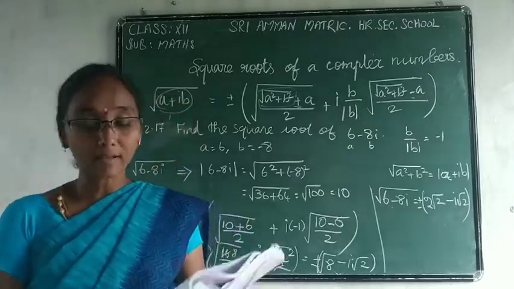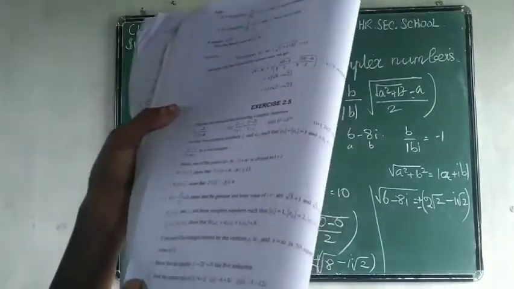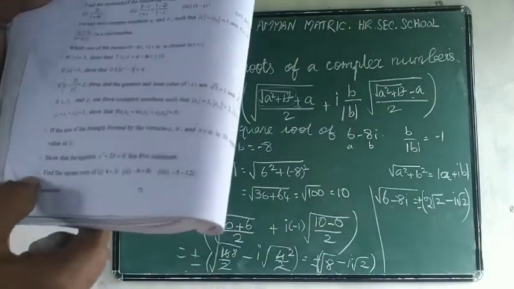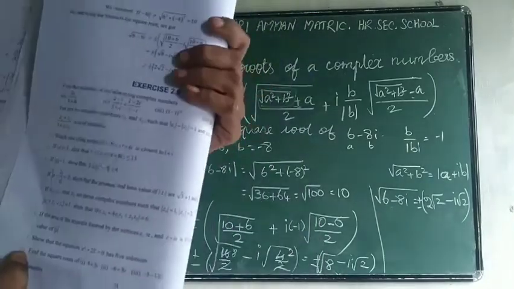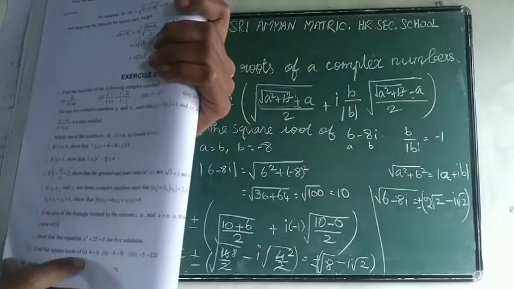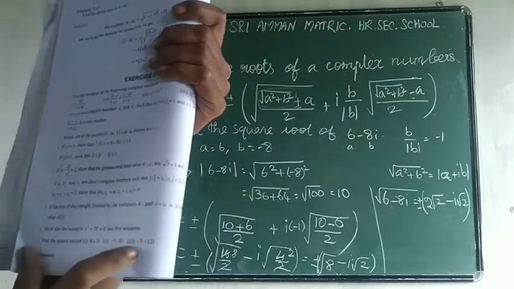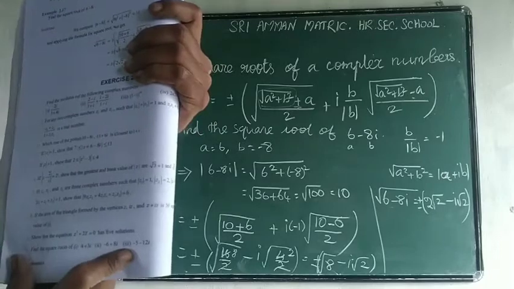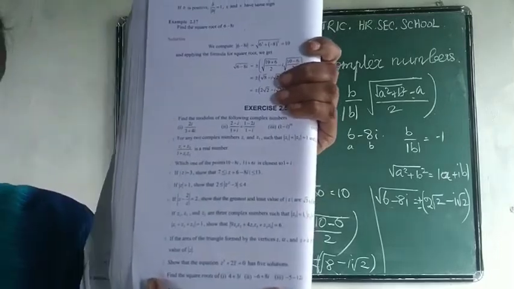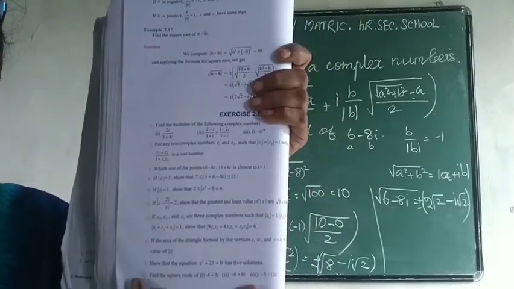Okay. In your exercise, the last sum, exercise 2.5. Listen, the 10th question. Find the square roots of: first one 4 plus 3i, second one minus 6 plus 8i, third one minus 5 minus 12i. These 3 sums you are doing in your class note. Okay. Do you understand?